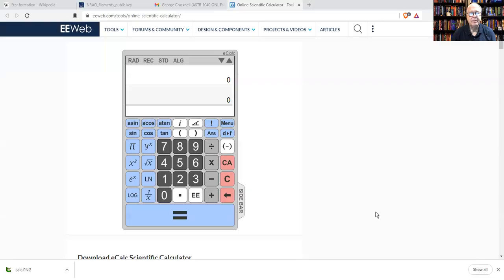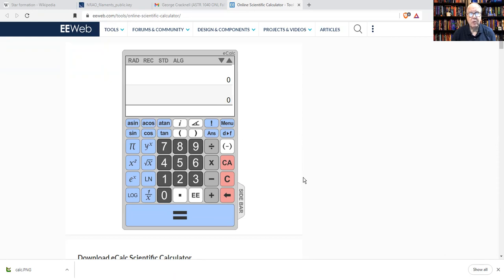Here it is. The address for this is eeweb.com/tools/online-scientific-calculator. And here is the EE-Web scientific calculator.